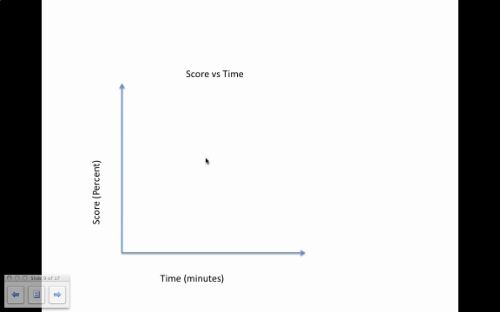Notice how up here we wrote the title correctly, score versus time. Score, of course, being the y-axis, in percent, and time being the x-axis, in minutes. So if we were to graph something like this, we would see that the more time that we spend studying, the higher the score, if you could follow my mouse.